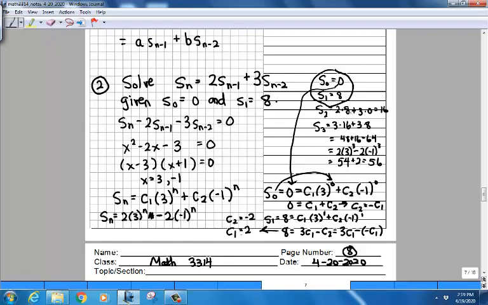All right, so let's see. S sub 2 is 2 times S sub 1 plus 3 times, so that is 16. Oh, I see what I did wrong. This was supposed to be 2, right? Okay. So S sub 3 is 2 times S sub 2, so that's 2 times 16 plus 3 times S sub 1. But S sub 1 is 8.